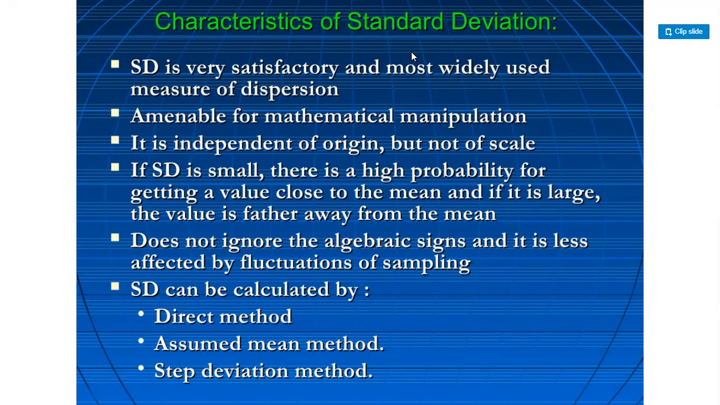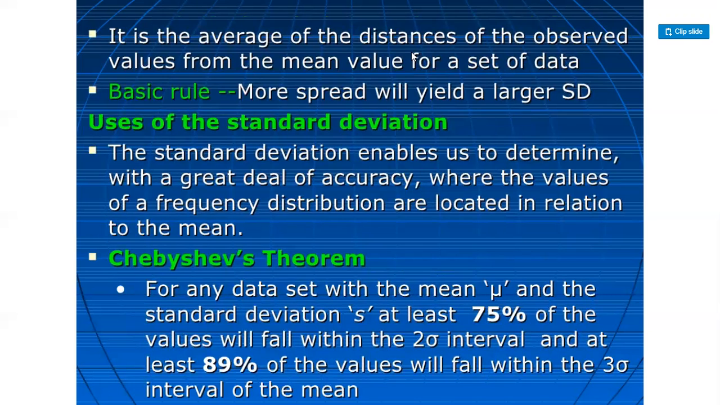The calculation of the standard deviation is done for three different series: individual series, discrete series and continuous series. There are three methods used for that. The deviation can be calculated by the direct method, assumed mean method, or step deviation method. It is the average of the distance of the observed values from the mean value of a set of data.